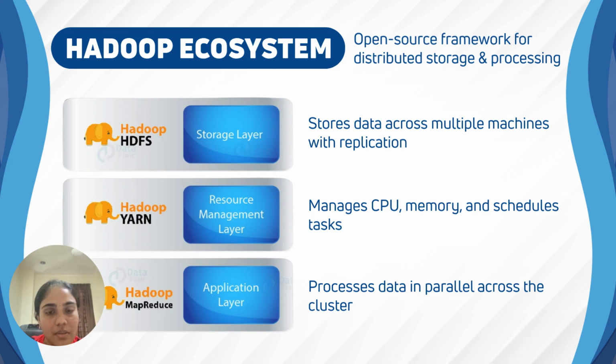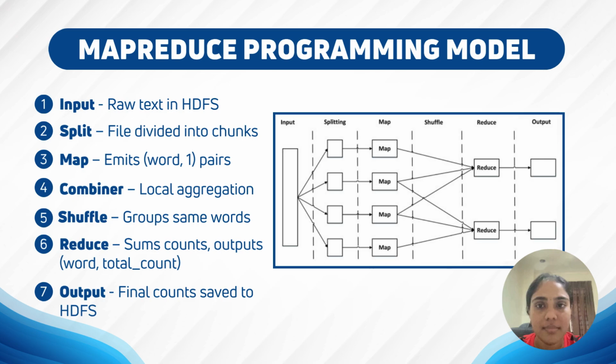First, HDFS stores data across multiple machines with replication so that the data is safe even if a machine fails. Second, Yarn manages CPU, memory, and schedules tasks. Third, MapReduce processes data in parallel across the cluster. MapReduce is a programming model introduced by Google in 2004. The pipeline has 7 steps.